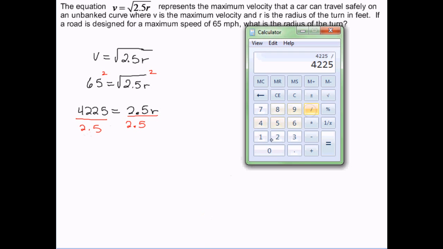So I'm going to have to do some division now. Divide both sides by 2.5. And I get 1,690. So the radius of this turn must be at least 1,690 feet, which is really not a very sharp turn.